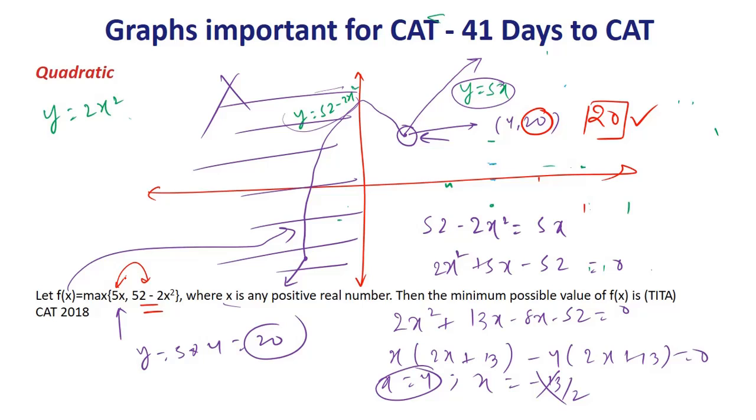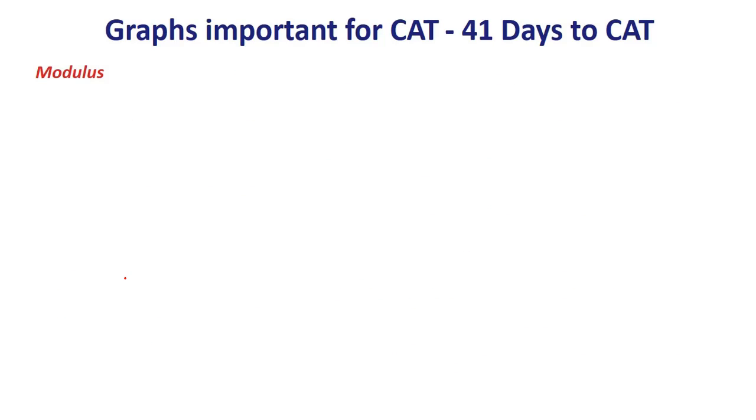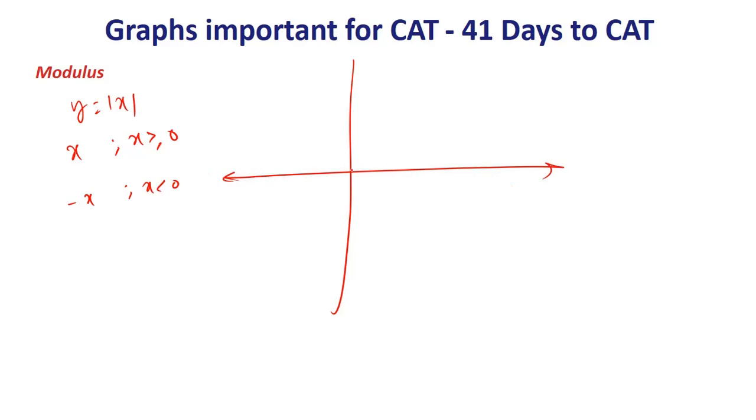Let's move forward and see modulus. Modulus is something that we've seen in the last part also, so let's quickly summarize it. If we have y is equal to mod x, it is given as x when x is greater than or equal to 0, and minus x when x is less than 0. So how do you represent a graph like this? Something like this.